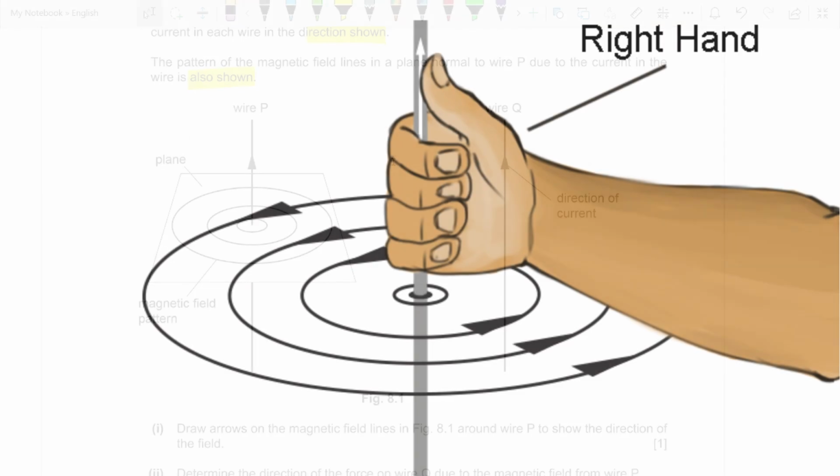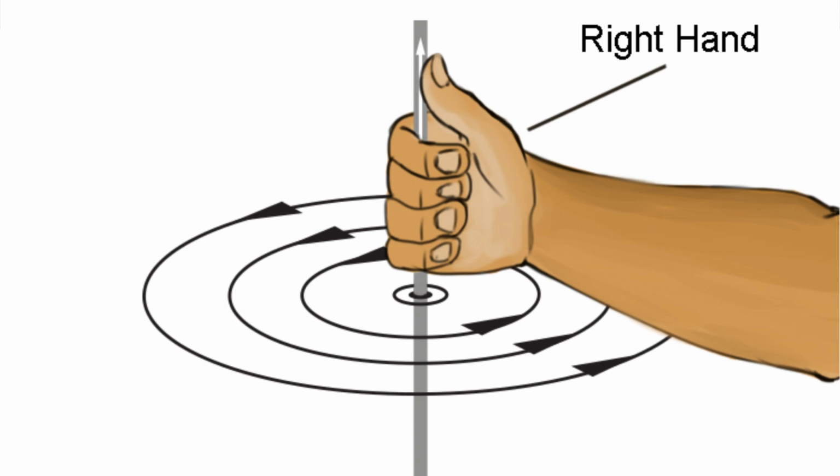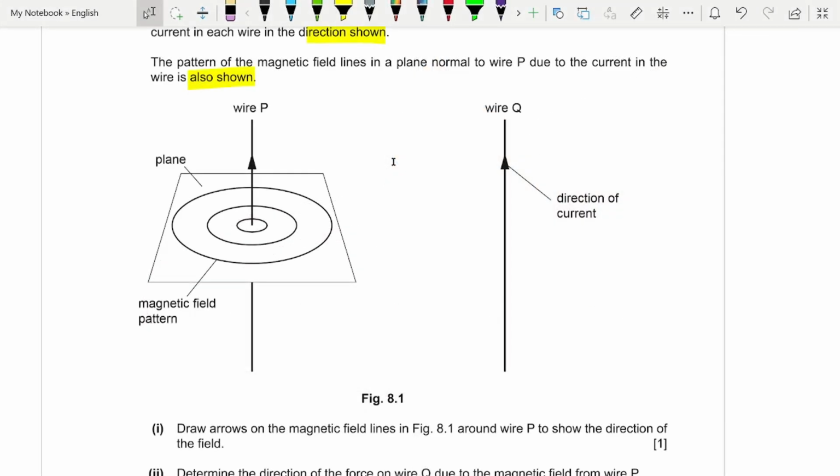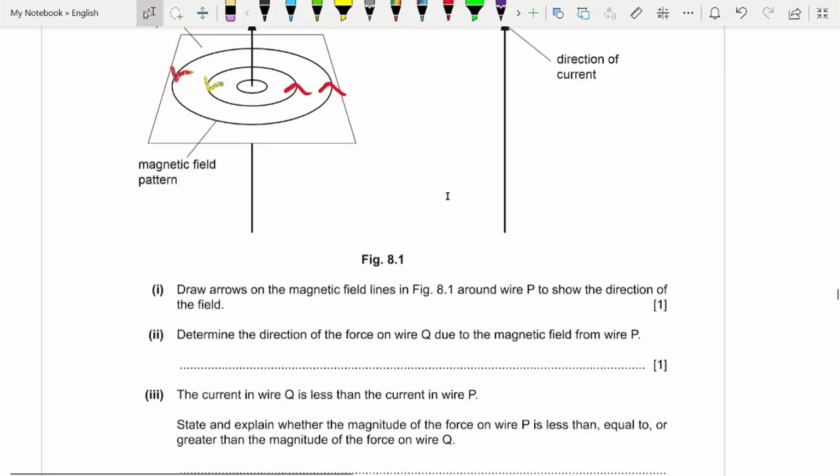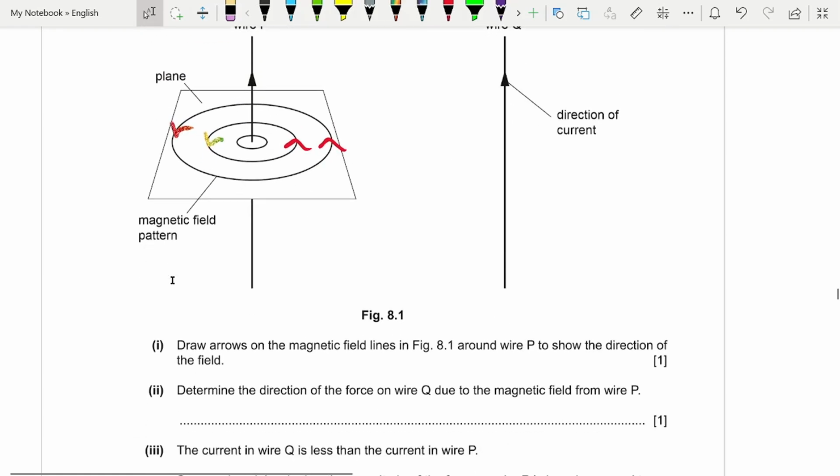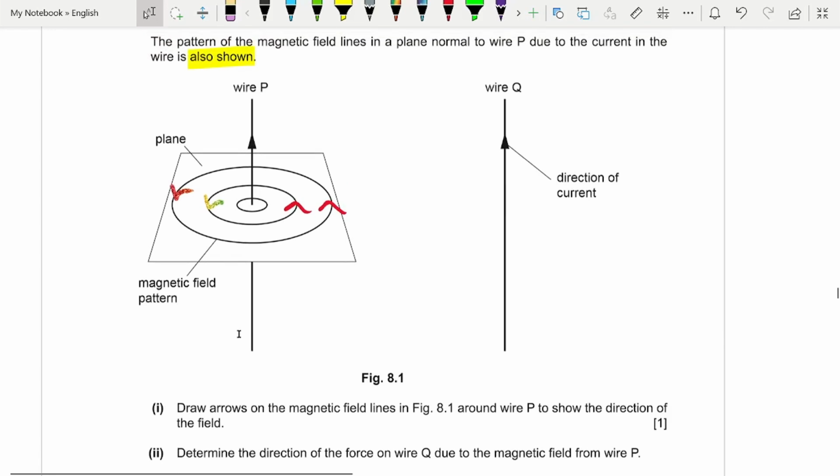Then you're going to wrap your fingers around, and as your hand is moving, you're going to show yourself the direction. Please do try it, guys. I'm not going to see if you did it, but do it at least. So you're going to have something like this, and on this specific side, you're going to have something like this. On the marking scheme, to be more specific, you just need an anti-clockwise arrow, an arrow that is moving anti-clockwise. And we use the right hand to describe that. Okay. Determine the direction of the force on wire Q due to the magnetic field from wire P.